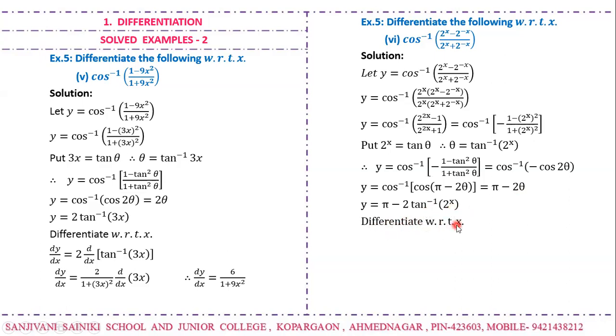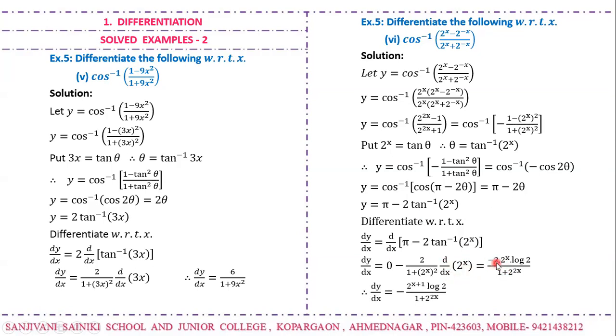Here we put the value of theta as tan inverse of 2 raised to x, and then we differentiate with respect to x. dy by dx is equal to dy by dx of pi minus 2 times dy by dx of tan inverse of 2 raised to x. Pi is a constant, so its derivative is 0. 2 is as it is. Derivative of tan inverse of f of x is 1 upon 1 plus f of x square into d by dx of this f of x. So its derivative is 2 raised to x log 2. Now after putting this value, we simplify 2 and 2 raised to 1 and 2 raised to x is 2 raised to x plus 1. And here 2 raised to x bracket square is 2 raised to 2x.